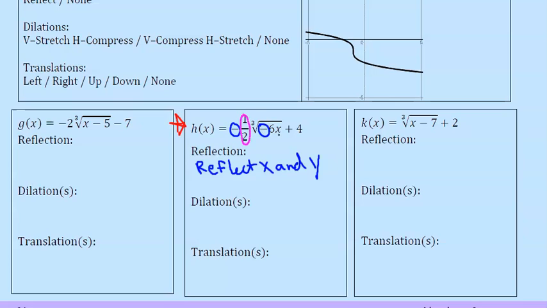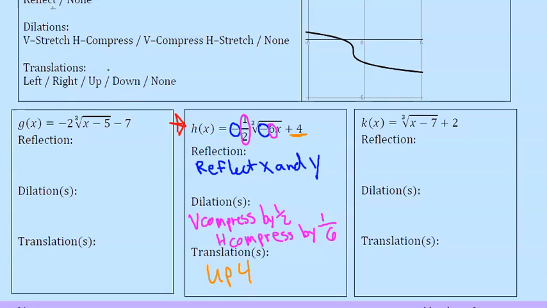For dilations, we have two of them. We have the 1/2, which is outside, so it's vertical compression. It's by 1/2. And then we have a 6 on the inside, it's horizontal. It's also compression because it's the opposite of the outside. And then we also put the reciprocal of 6, which is 1 over 6. And then we have one translation. It goes up 4. So go ahead and try the rest of these on this page, and then you can move on to the next section.